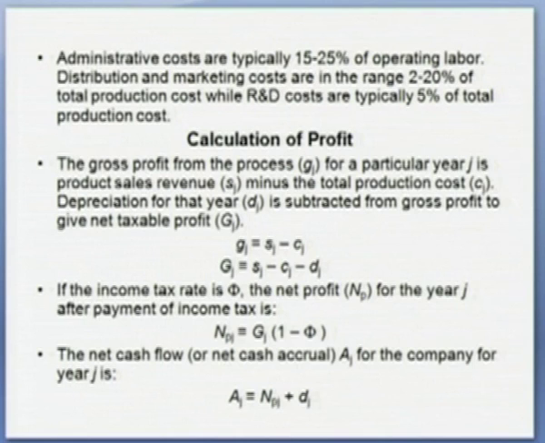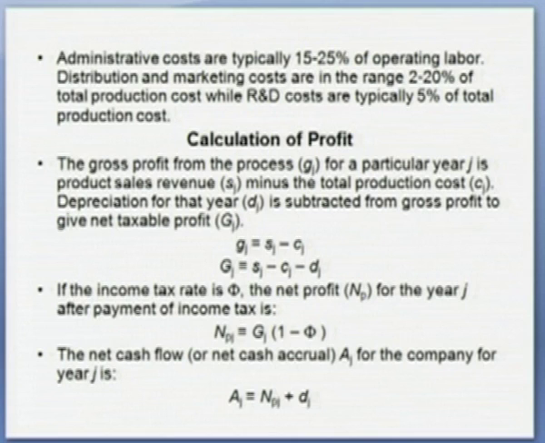Administrative costs are typically 15 to 25% of the operating labor. Distribution and marketing costs are 2 to 20% of the total production cost, while R&D costs are typically 5% of the total production cost. So, that completes our discussion on the components of total production cost.